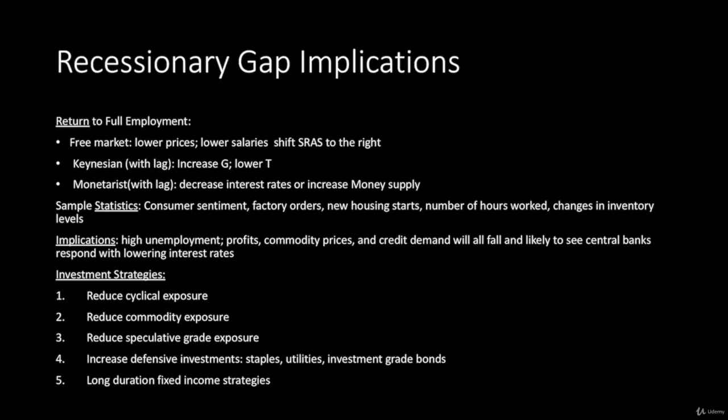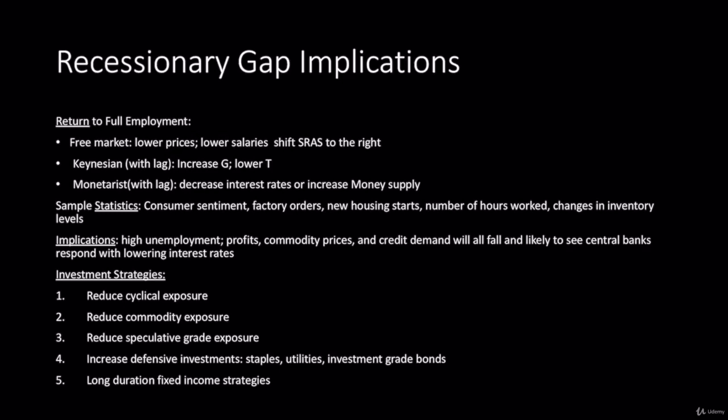The monetarists believe that the government should not wait, because the free market is a slow and painful process. Let the central bank intervene by lowering interest rates or increasing money supply, which would increase aggregate demand back to original levels. Some of the statistics that you might use to look at where we are and how things are changing, there are thousands of indicators, but things to start with: consumer sentiment indexes, factory orders, new housing starts, number of hours worked by the average employee, and changes in inventory levels by companies.